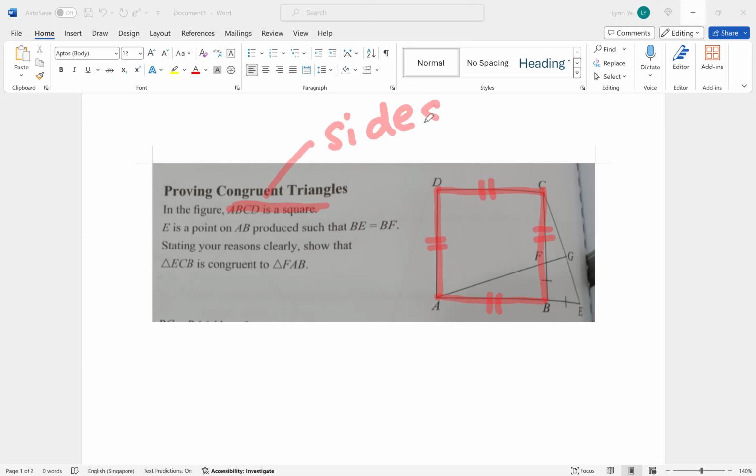Now, what else? There's one more property of a square that you need to know. What's the next property of a square that you need to know? Very good. All angles are 90 degrees, 90 degrees, 90 degrees, 90 degrees. So I put all the 90 degrees in.